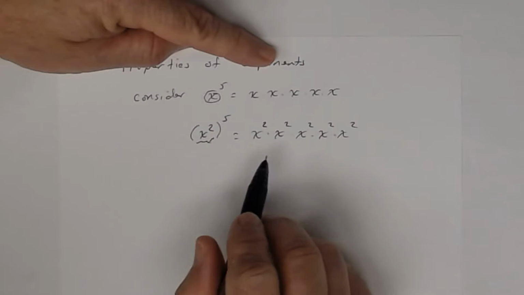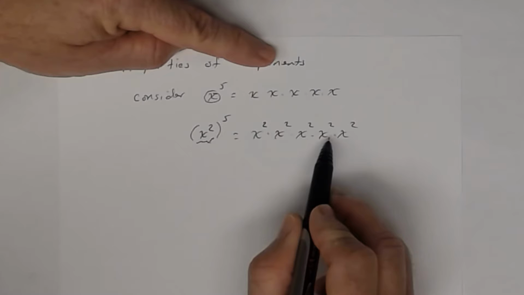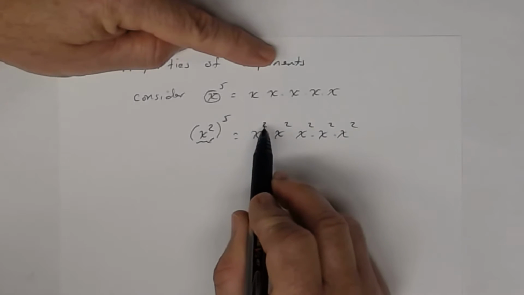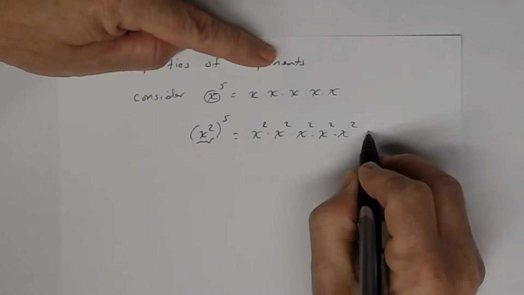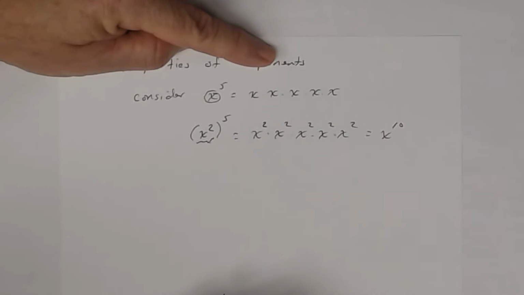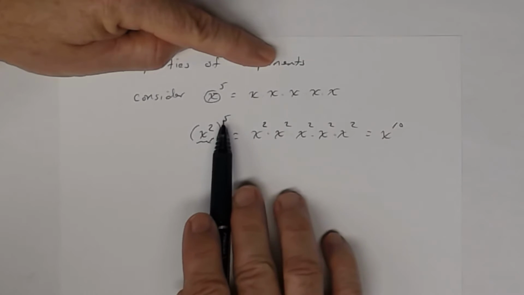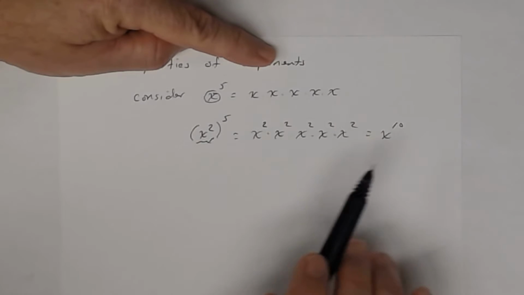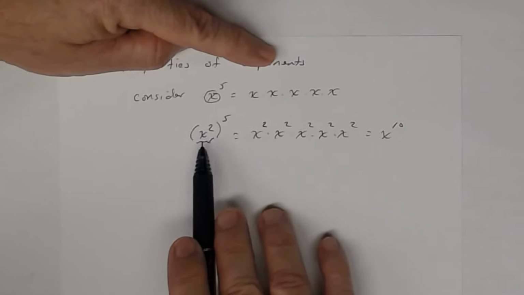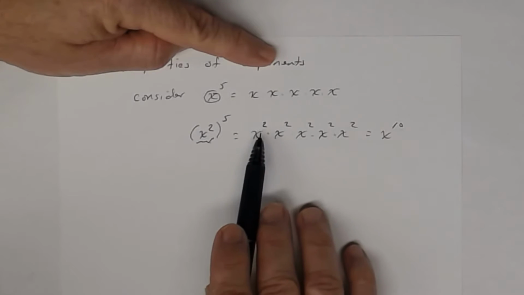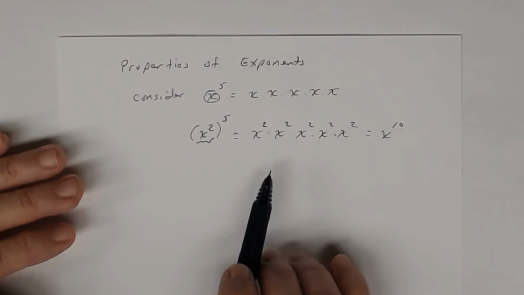Okay, now remember the product rule? The product rule said that if I multiply like bases, I add those exponents. So 2 plus 2 plus 2 plus 2 plus 2 is 10. So this becomes x to the 10th power, right? So if you look at the exponent I have here, can you look at this and see how you can get x to the 10th using some operation? What operation can I perform here to get x to the 10th rather than having to do all of this? All right, so think about that. How can you do this?